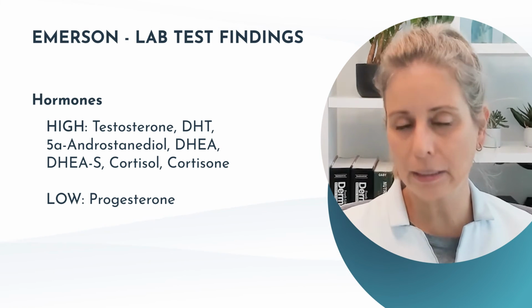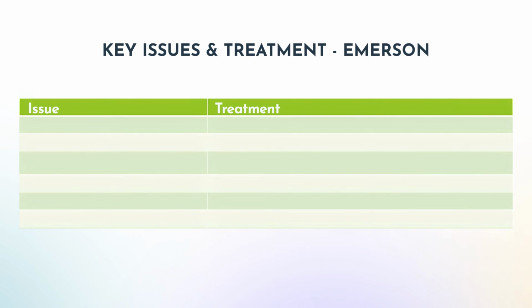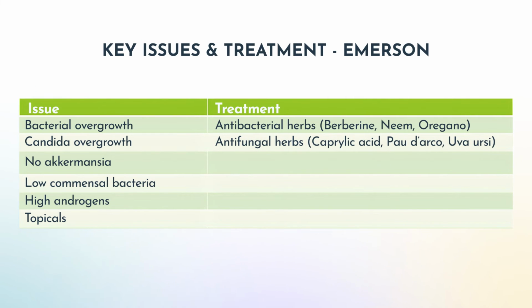Okay, so what am I going to do to help this patient out? Well, again, I need to kind of get together what my main issues are. For bacterial overgrowth, again, antibacterial herbs, the usual suspects: berberine, neem, oregano, the ones we looked at before. For the Candida overgrowth, of course, there are beautiful antifungal herbs. So some other options are like caprylic acid, Pau d'Arco, uva ursi.